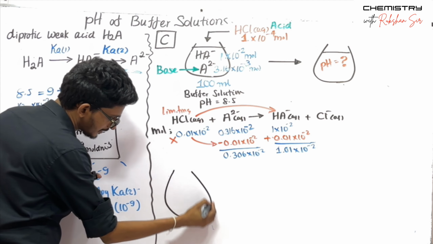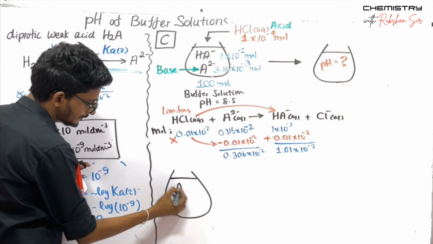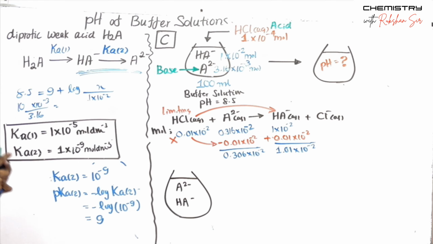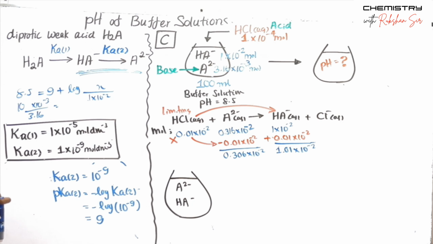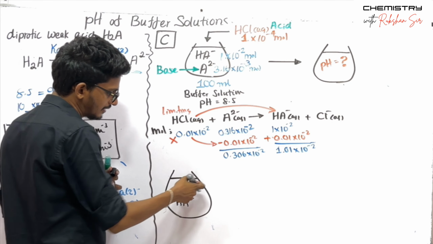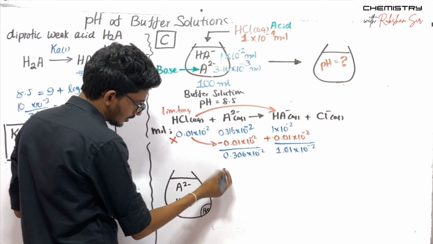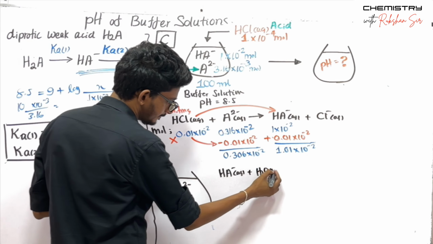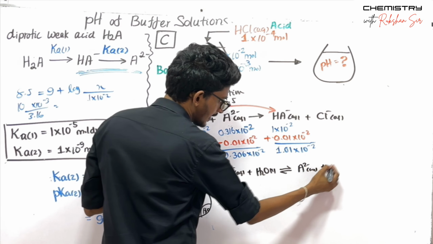So after the straight arrow reaction, we are considering the flask. Now you have this kind of flask containing what? The A2 minus and the HA minus, right? So for this flask, we can apply the Henderson's equation to find out the pH. Before that, let's come up with the hydrolysis reaction. You have the HA minus hydrolysis to consider. It will produce the A2 minus as well as H plus.